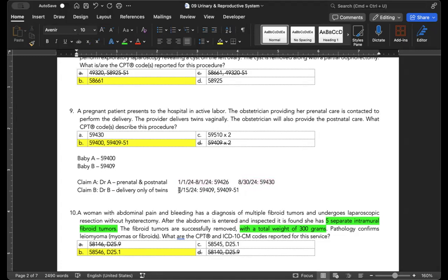And then this is going to be a whole separate provider with their own claim for the date of the delivery only for the twins. Does that part make sense? Yeah, it makes sense. And you know what? I think this would be pretty common because some people have labors that last 20 hours even sometimes. Do you think this would be common to bill separately?